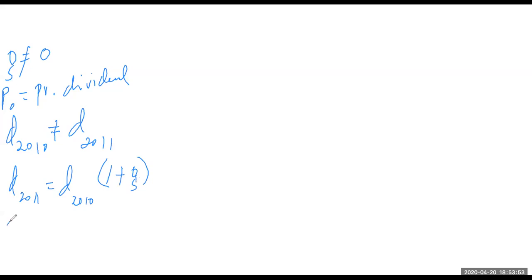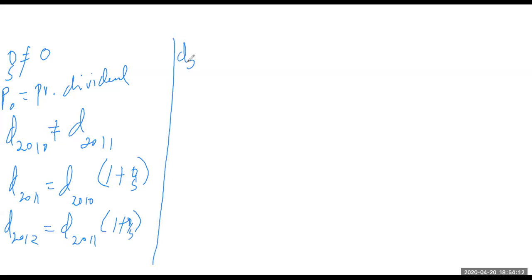The D2012, the dividend paid in 2012, is greater than what was paid in 2011. It is growing. You can see that it's given us D2011 times 1 plus G, which is the same as D2012.